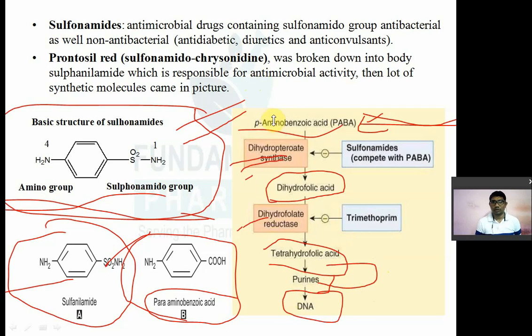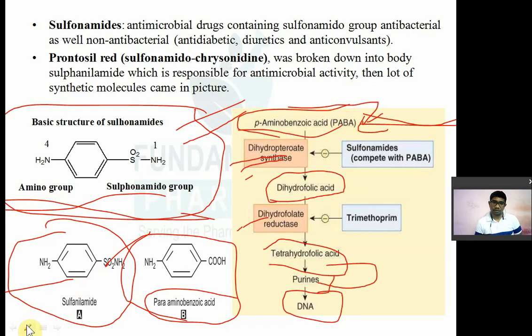Now humans में क्या होता है कि human mammalian cell they can utilize our already formed folic acid. So that's why these sulfur drugs will not affect the human cell. They will selectively stop the growth of bacteria, not mammalian cell. That's why they have selectivity. They are highly selective. So remember this is the normal step, normally how there is synthesis of folic acid in the bacterial cell.